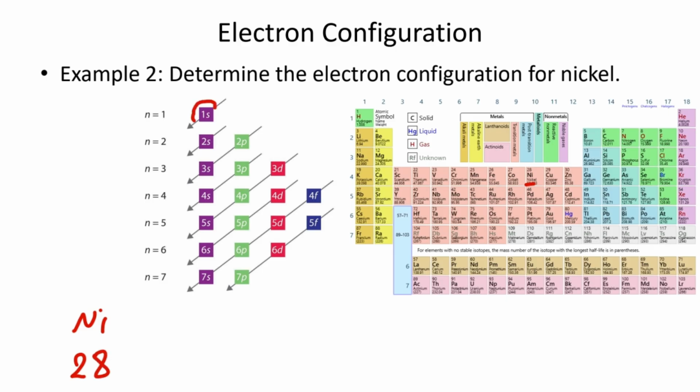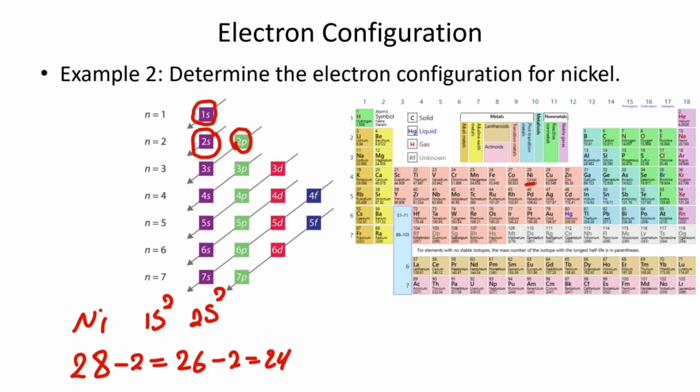We are going to start with the first line that holds 1s, so we are going to write 1s. It will hold 2 electrons, minus 2 equals 26. Then we have 2s, which holds 2 electrons, minus 2 equals 24. Then we have the third line, it starts with 2p, so 2p can hold 6 electrons, minus 6 equals 18. Then we have the 3s that will hold 2 electrons, minus 2 equals 16.